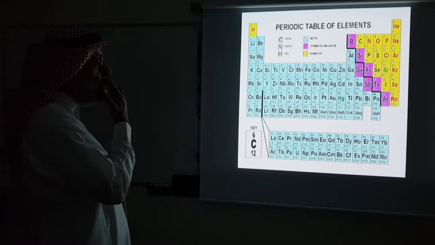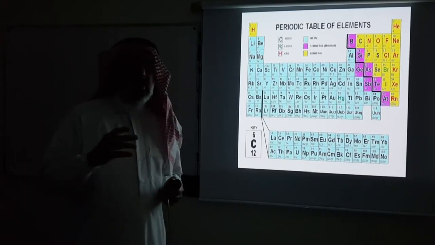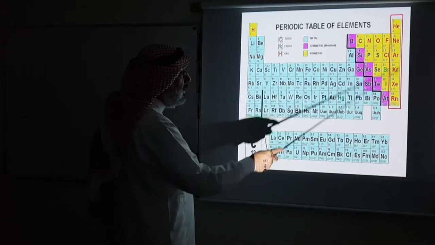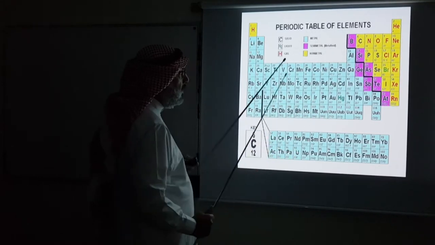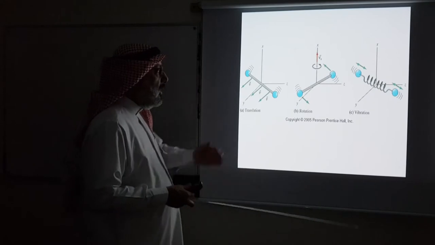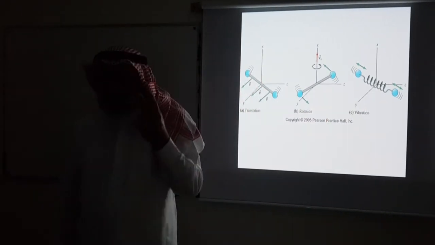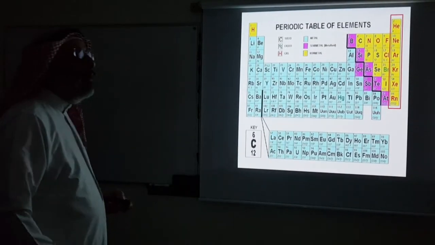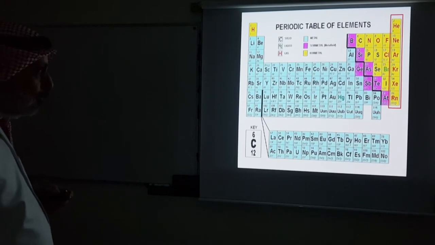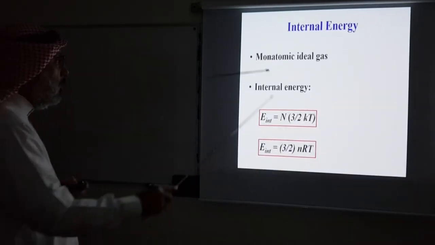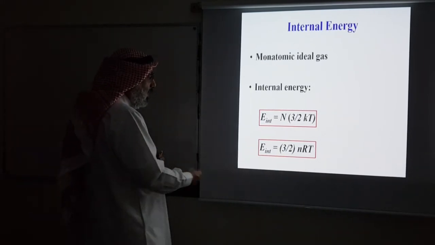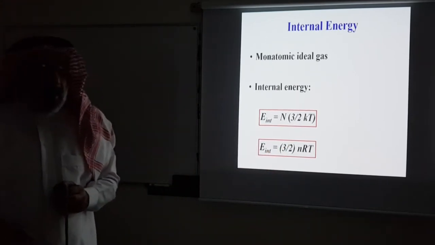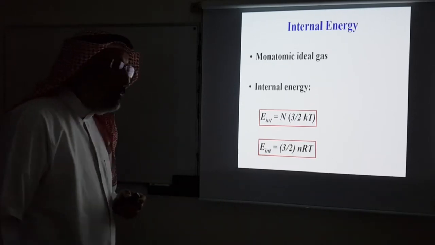We focused our attention on monoatomic gases, gases for which the molecule contains only one atom, and these are basically the noble gases that we have here. Now, for such gases, we can only have translational motion, because for the other types of motion, you need at least two atoms. So in monoatomic gases you have one atom, and you can only talk about translational motion. We discussed monoatomic ideal gases, and we found that the internal energy of such a gas is equal to 3/2 nRT. Again, it is a function of temperature only.